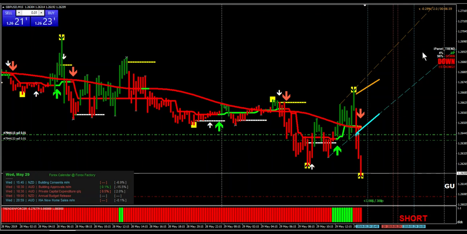We still have the strength indicator in our favor. We've broken through resistance. Now it's just a little bit of time and we're there.